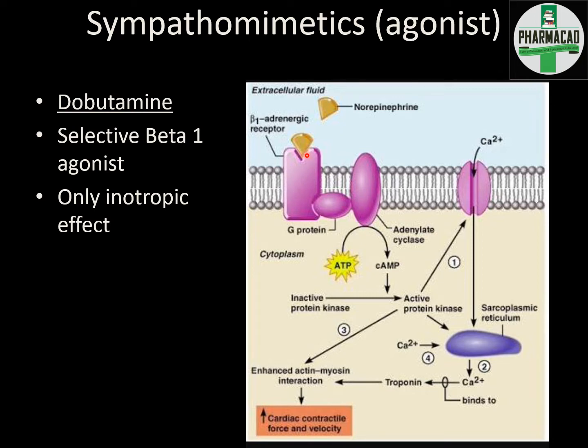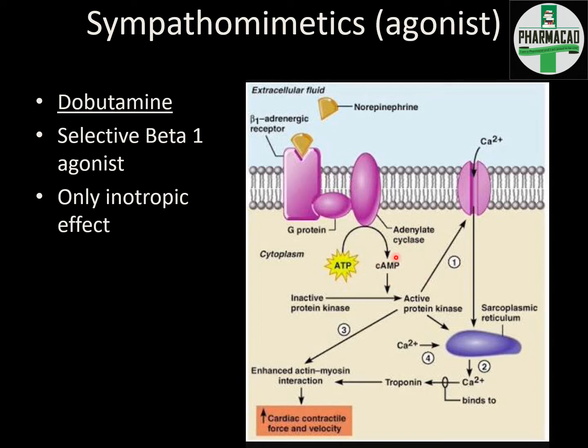receptor, the beta 1 receptor is a GPCR type of receptor, G protein coupled receptor. So whenever dobutamine is binding, this G protein is getting activated, which activates adenylate cyclase enzyme. This adenylate cyclase enzyme converts ATP into cAMP. So basically, dobutamine or norepinephrine is increasing cAMP levels in the cardiac cells.